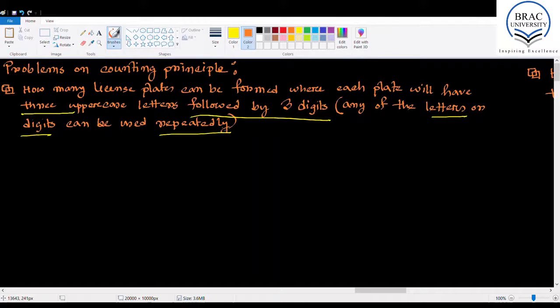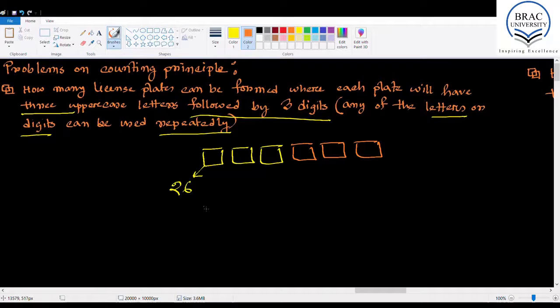So the license plates will look like this. At first, there will be 3 different slots in which we will have to put some letters, and then there will be 3 slots in which we'll have to put 3 digits. And say here, for the first slot, how many options are there? 26. Why? There are 26 letters in English alphabet.